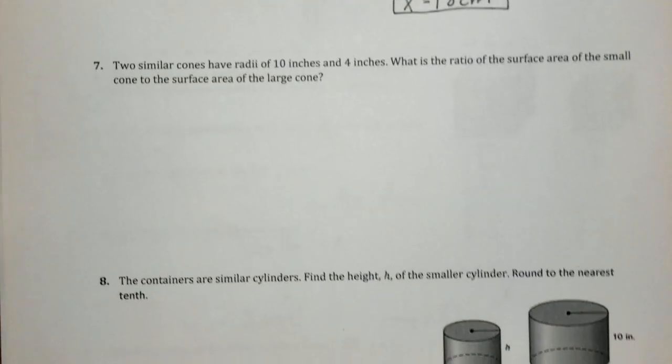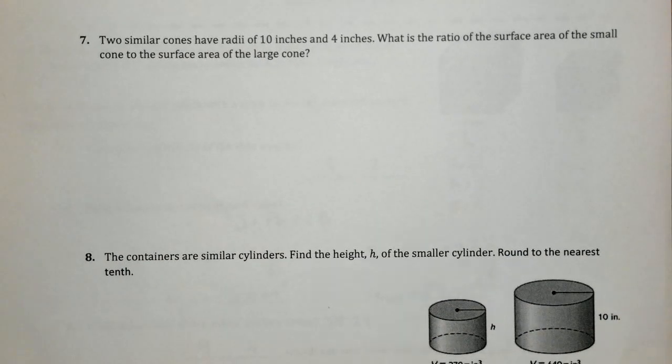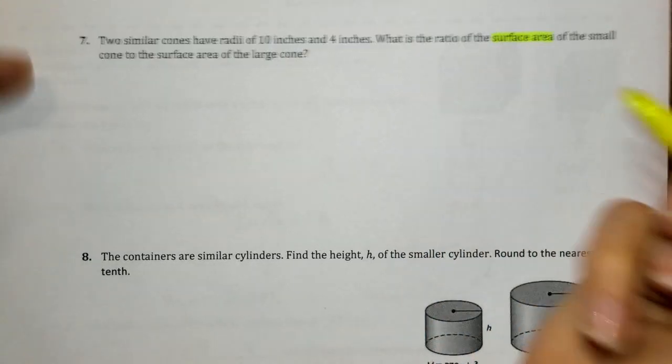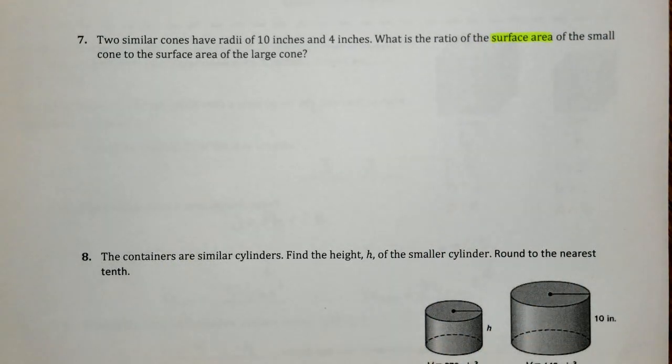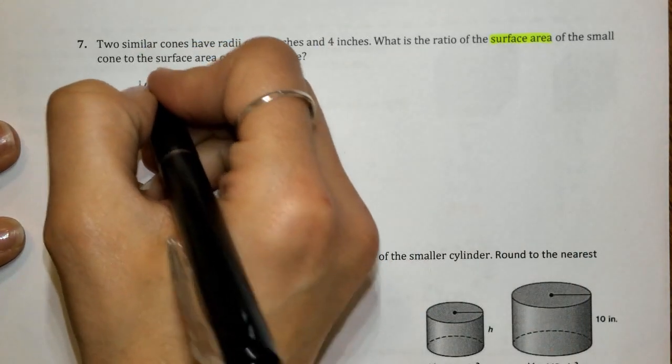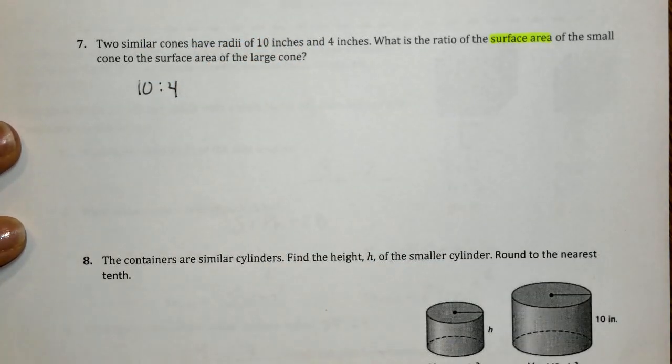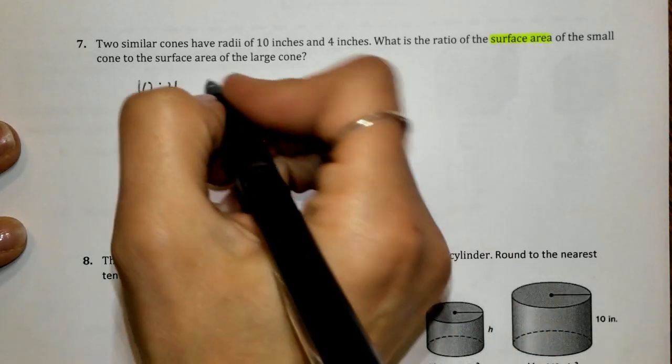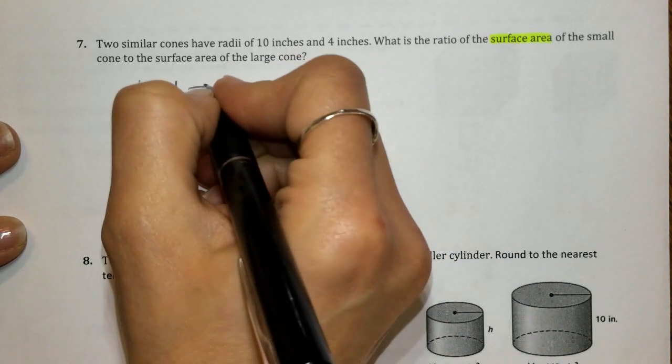Okay? Now we're going to take a look at two similar cones that have radii of 10 inches and 4 inches. What is the ratio of the surface area? There it is, surface area of the small cone to the surface area of the large cone. So what we need to do here is first start off with a ratio. We have 10 to 4. We need to simplify this down to the smallest form, and that would be 5 to 2.